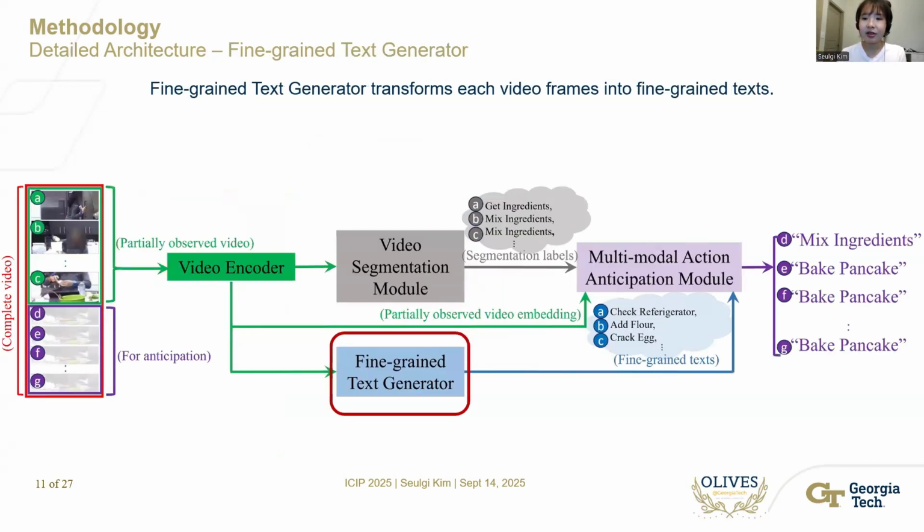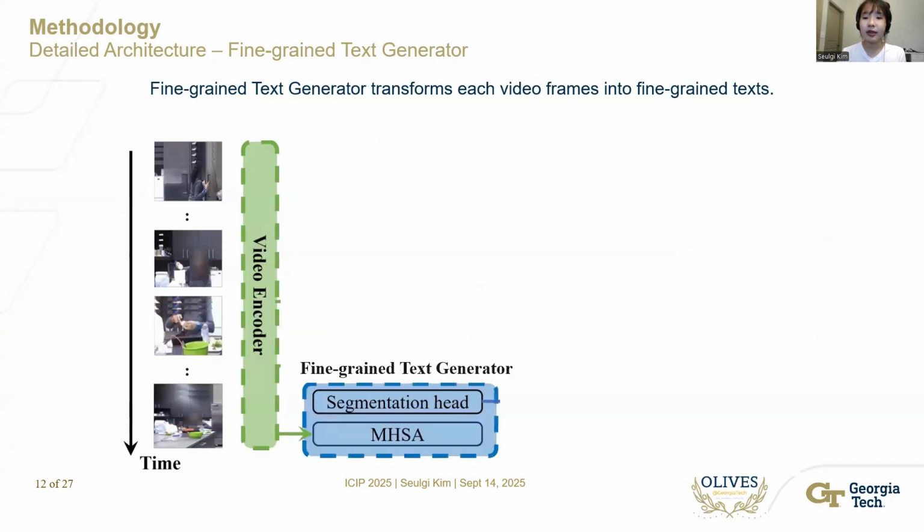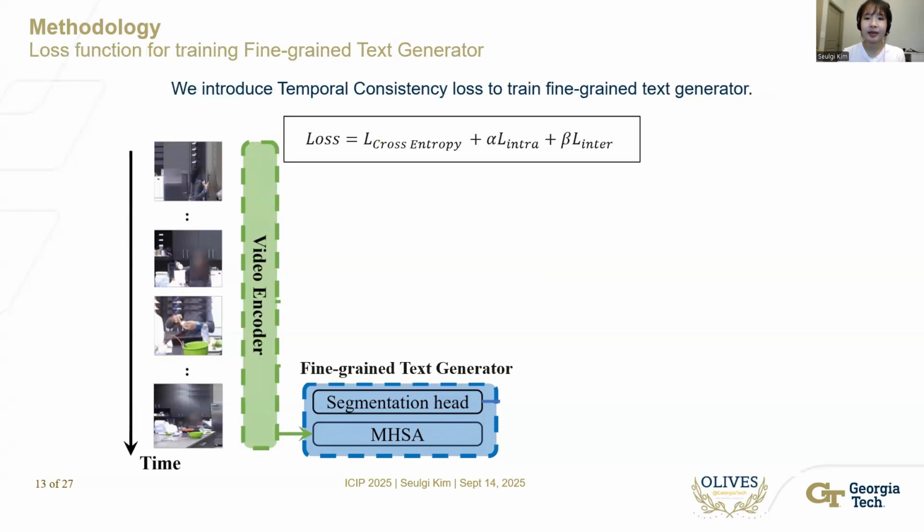Next, the fine-grained text generator takes the video features and generates texts that describe fine-grained subactions such as check refrigerator, add flour, and crack an egg. This module is also built using transformer layers, particularly multi-head self-attention. To train the fine-grained text generator, we introduce a novel temporal consistency loss. This is because of the specific structure of fine-grained subactions in the representation space that I will explain in the next slide.